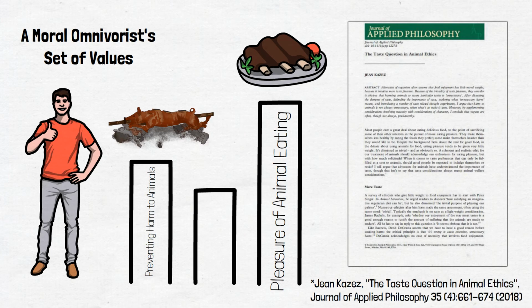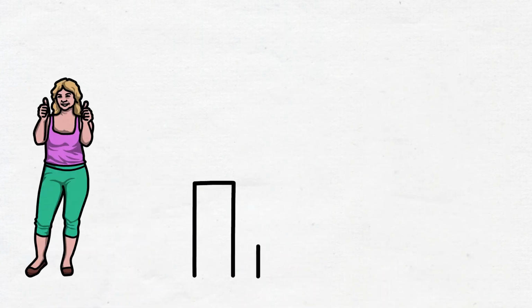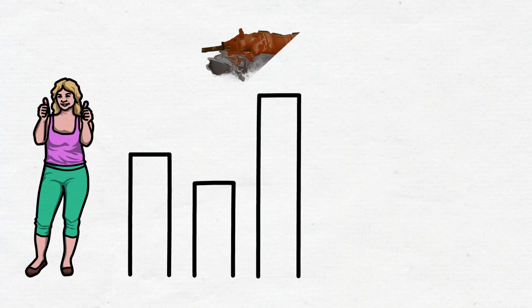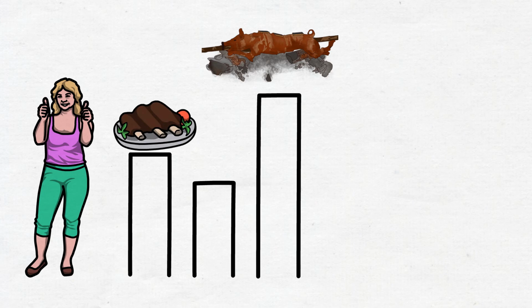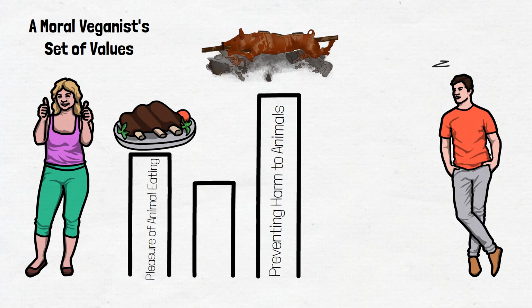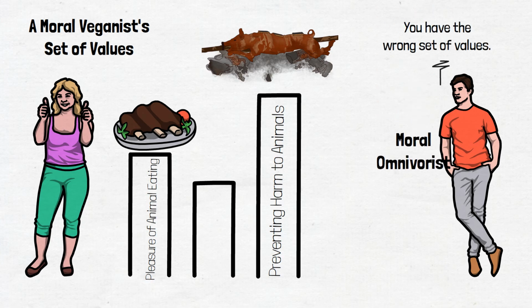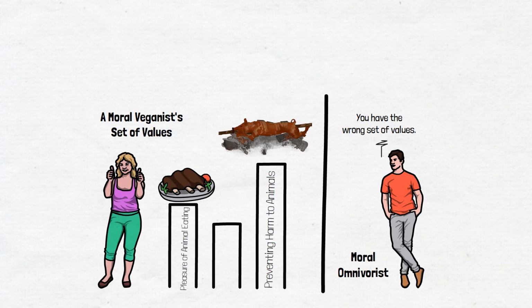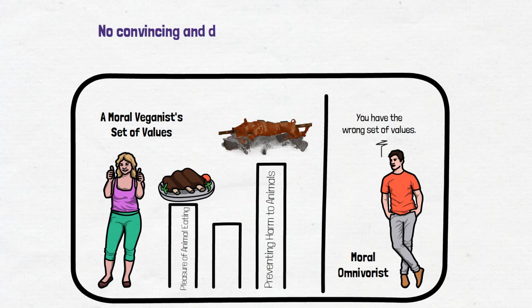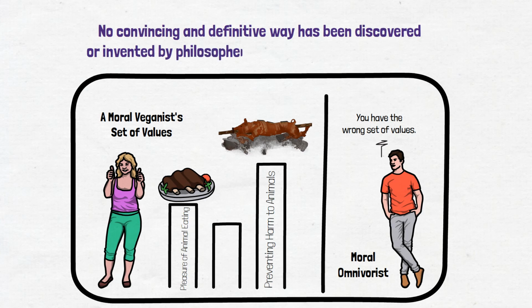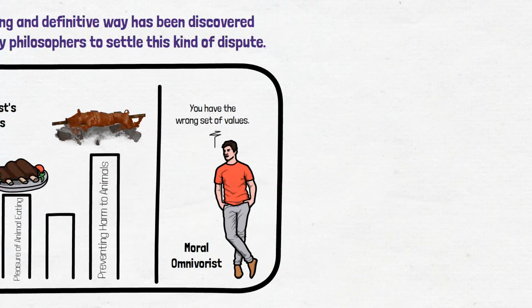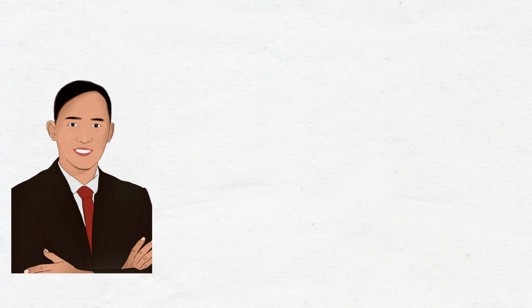But that's another story. On the other hand, there are those on the side of moral veganism who find that avoiding the harm animals experience is more valuable than the mere pleasure of eating them. Both sides may find their set of values as reflective of what really matters, but it seems that they cannot both be right. In my cursory glance at the literature, I found no convincing and definitive way that has been discovered or invented by philosophers to settle this kind of dispute. I may be wrong, of course, so if you know anything, please let me know.